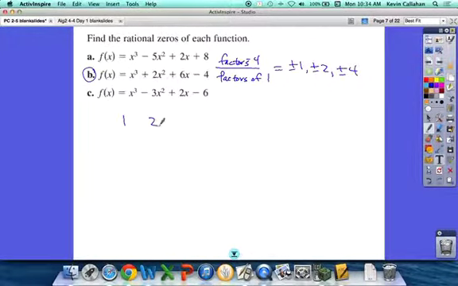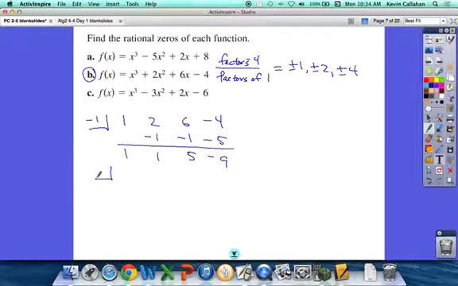1, 2, 6, negative 4. What number do we want to start with? Anybody? Try negative 1 since it worked last time. Okay, negative 1. Negative 1, 1. Negative 1, 5. Negative 5, negative 9. Nope, that didn't work.